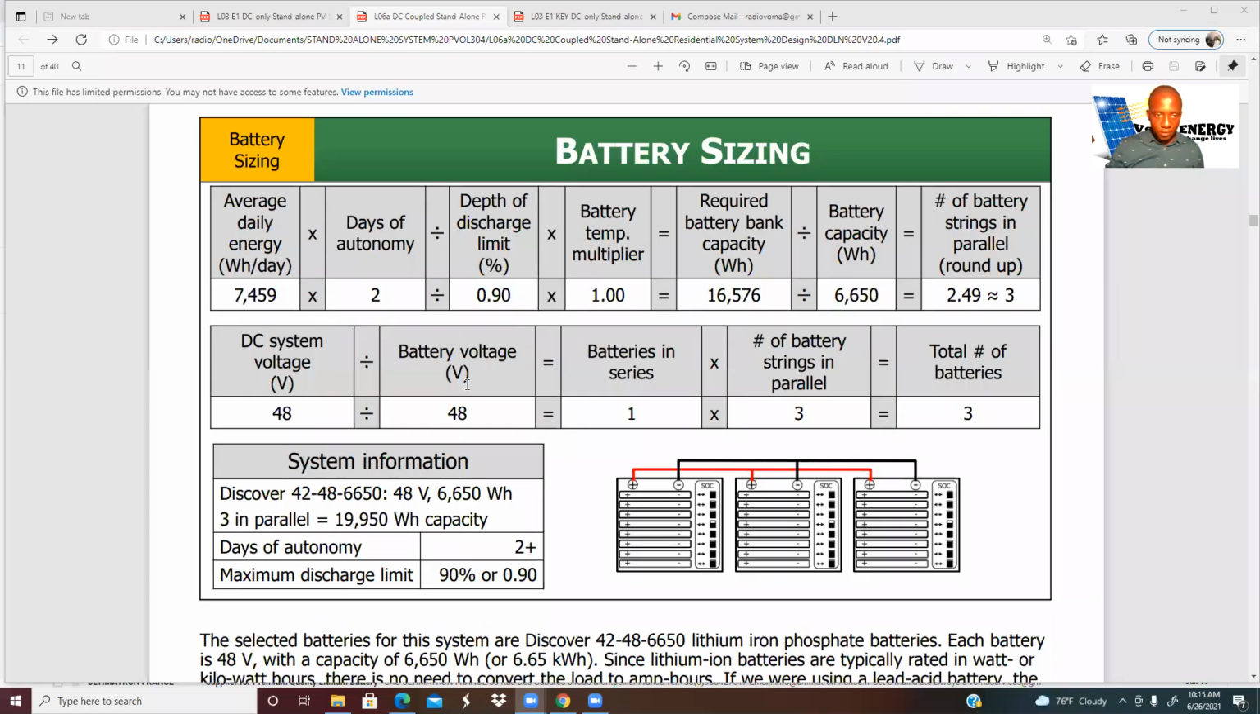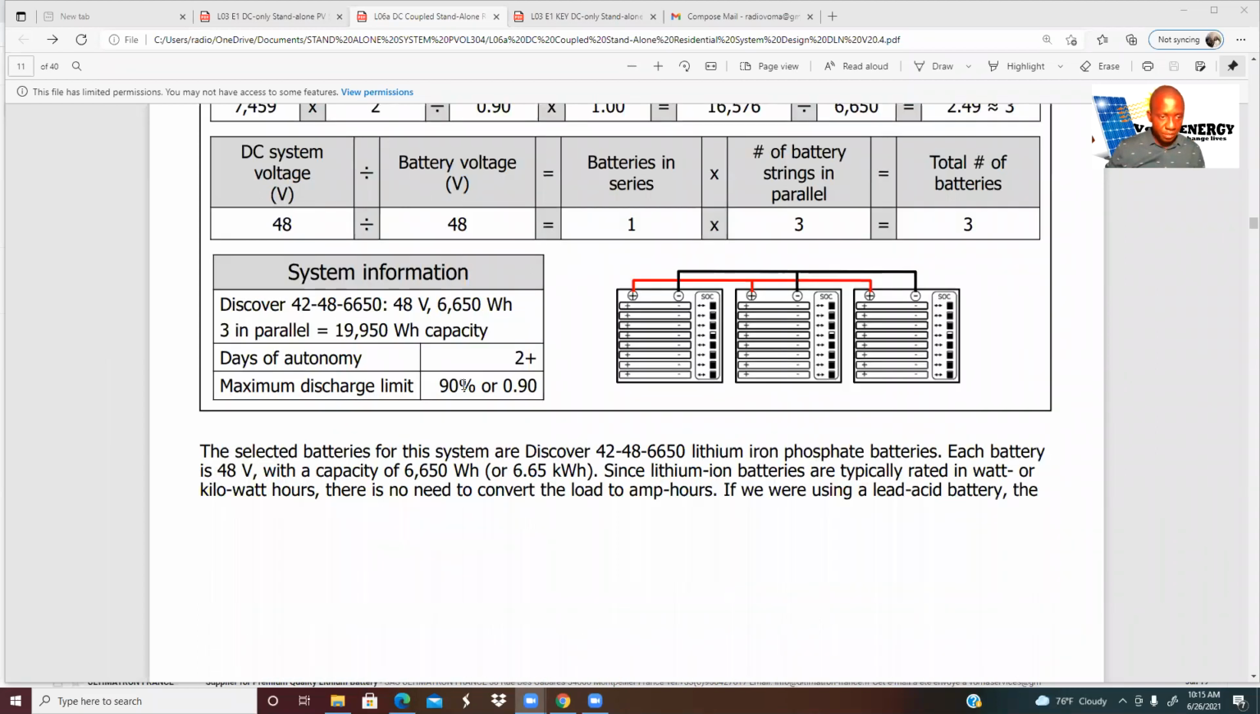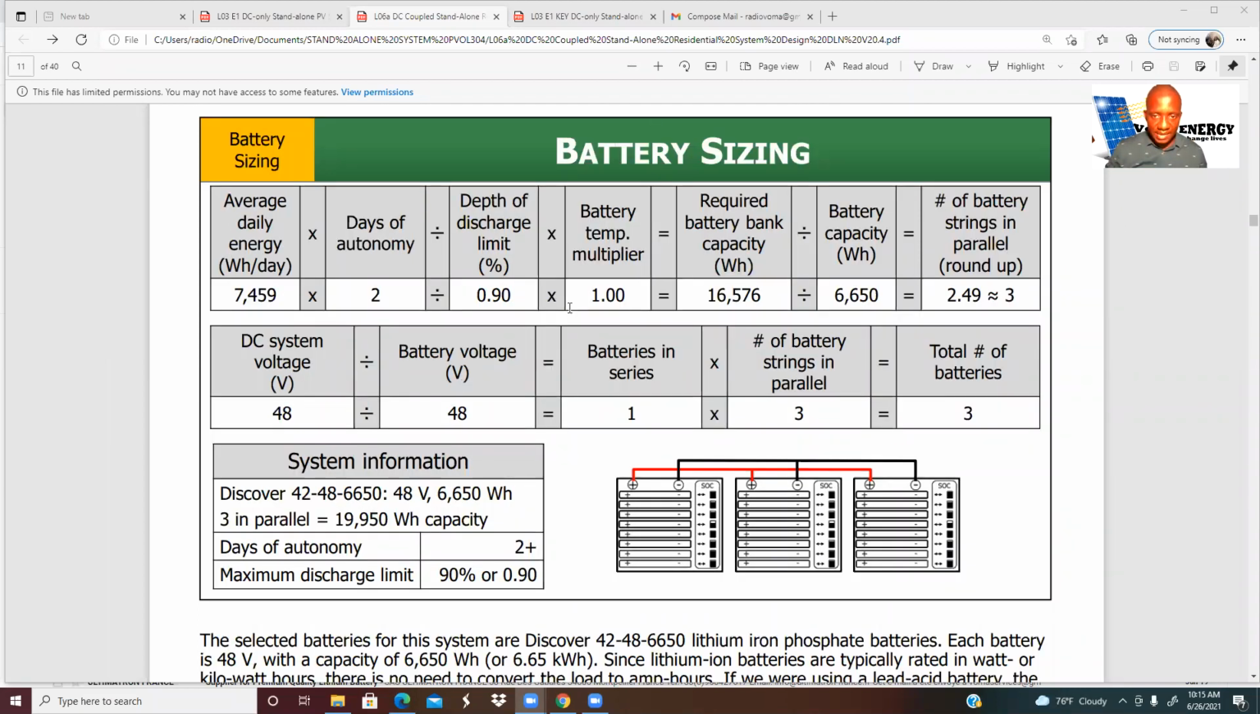All right, this is a continuation of the first section of this training material. Now we have our battery bank size. Total battery, we need 3 batteries. The DC system voltage is 48 volt. 48 volt divided by 48 volt, we have 1 battery in series times the number of battery strings, 3 strings. So we need 3 batteries. That is how you know how many batteries you need. We need 3 batteries.